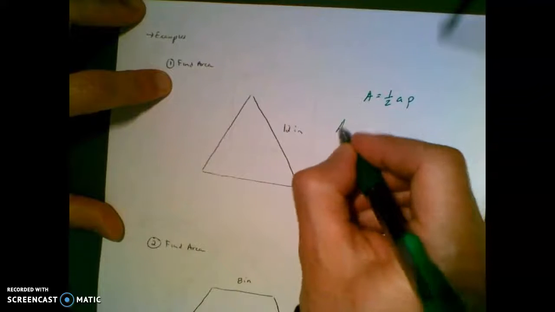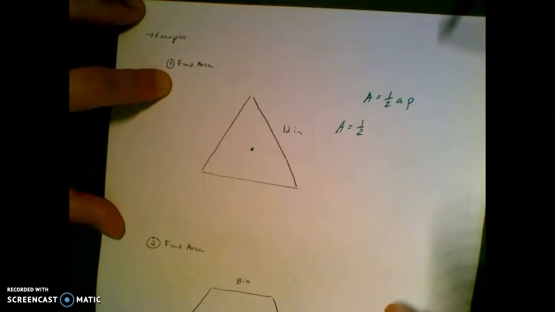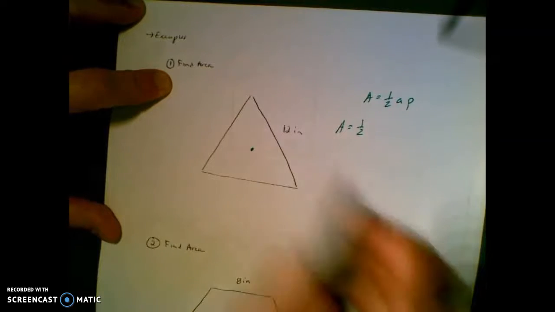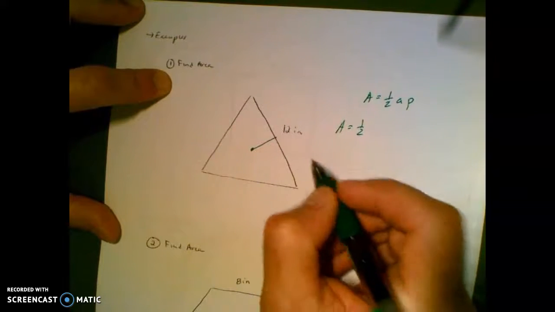So on here, area is equal to 1/2. Now I'm missing the apothem. I don't even have one drawn in here. So if that's the center of the triangle, I draw an apothem in here. That's my apothem right there.